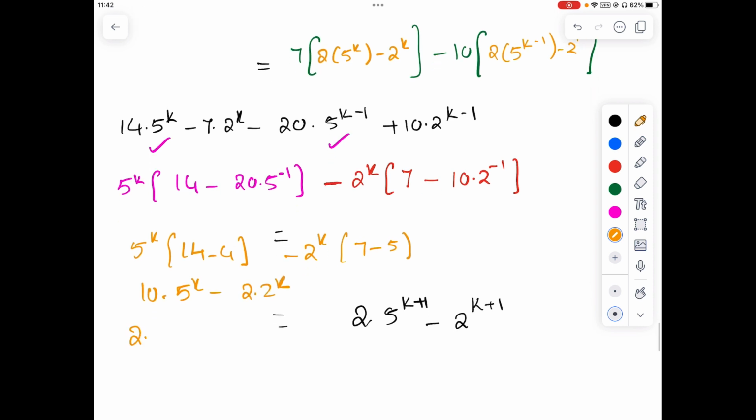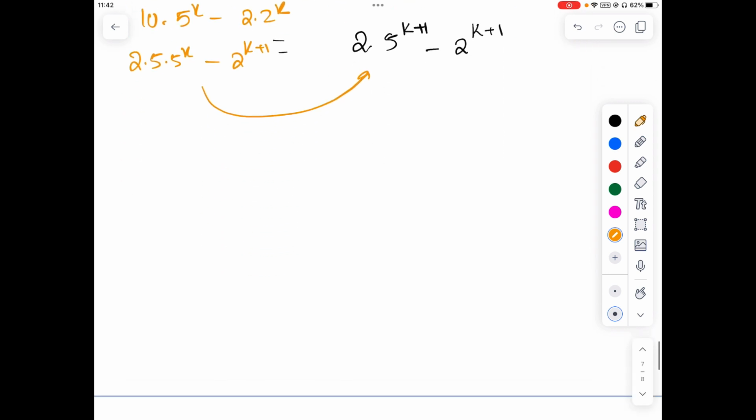10 can be written as 2 times 5. 5 power k minus 2 times 2 power k is 2 power k plus 1. I think so, this is the next step. 5 times 5 power k is 5 power k plus 1. So again, write the conclusion.